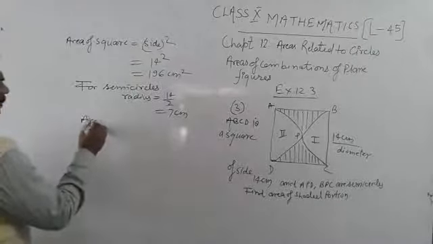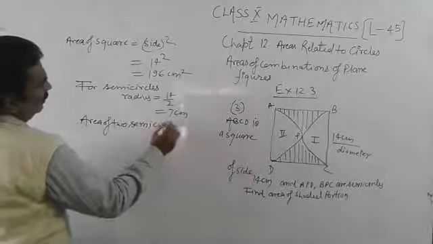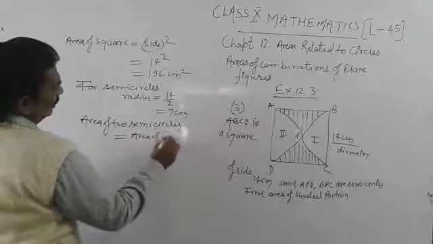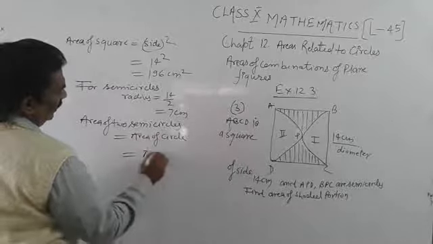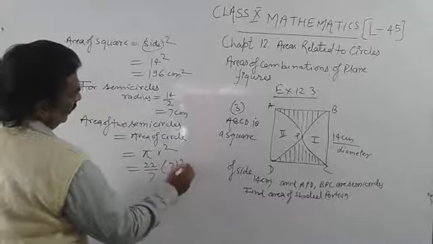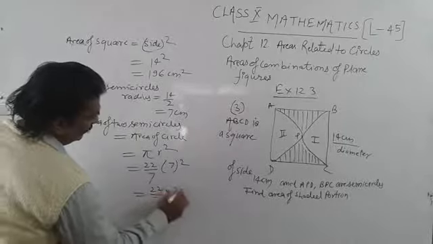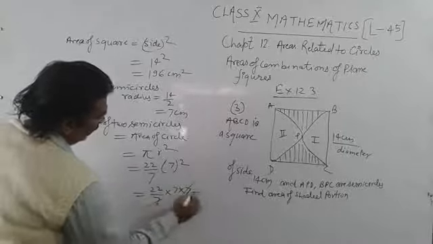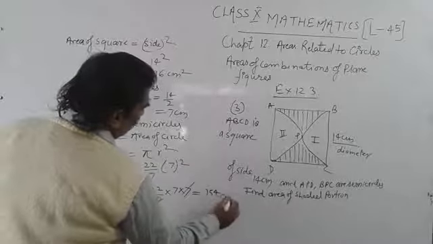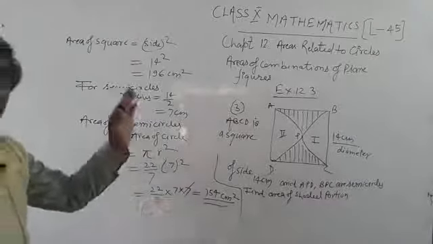Now the area of two semicircles is equal to the area of a circle, which is equal to pi r square. Pi is 22/7 and radius is 7 square. Now 22/7 multiplied by 7 into 7, 7 cancels out, and 22 into 7 is 154 centimeter square. So this is the area of two semicircles, means one circle.